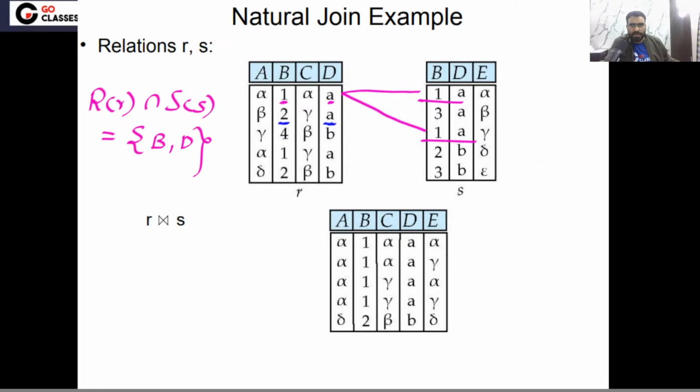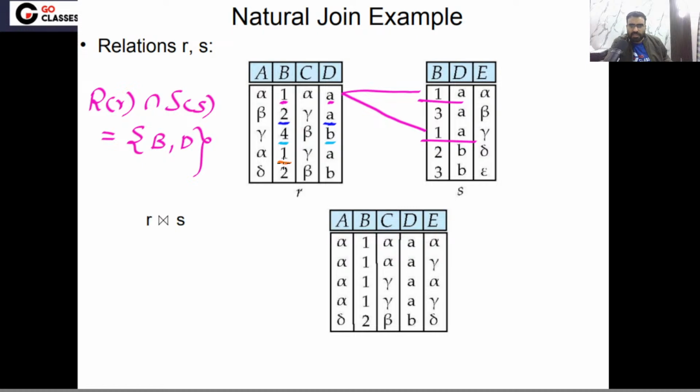Very simple. Next, what about this third tuple? In this tuple we can see that the BD value is 4B. In this table S, is there any tuple where BD value equal to 4B? No. So you can see this tuple will not combine with any tuple of S. Okay, let's see the next.